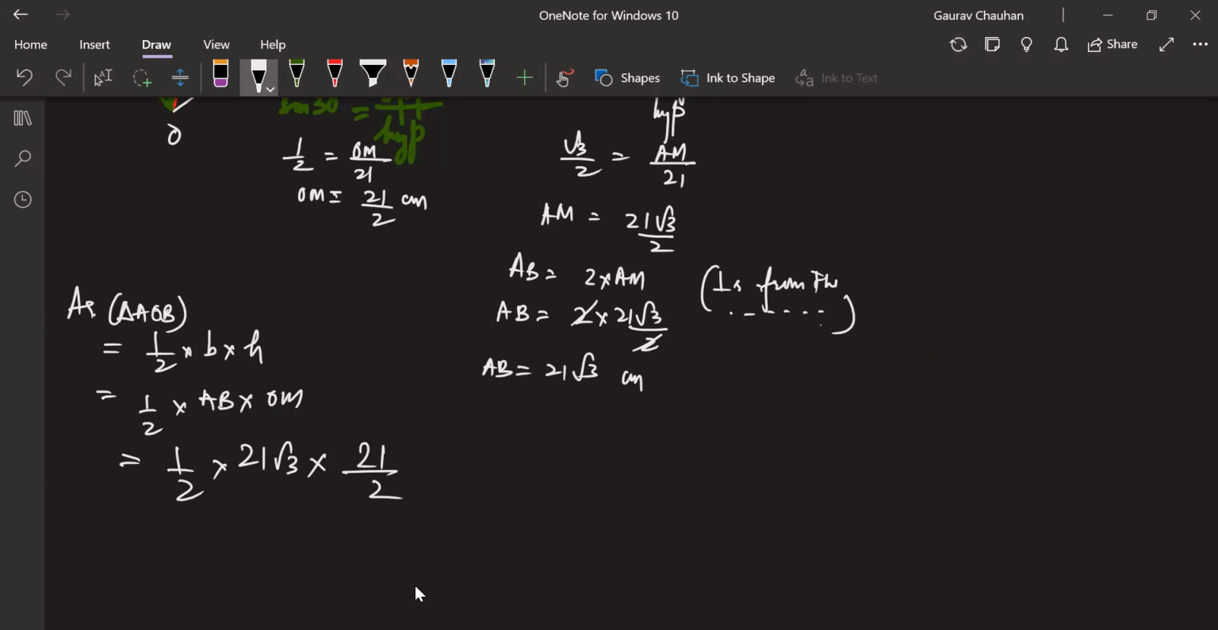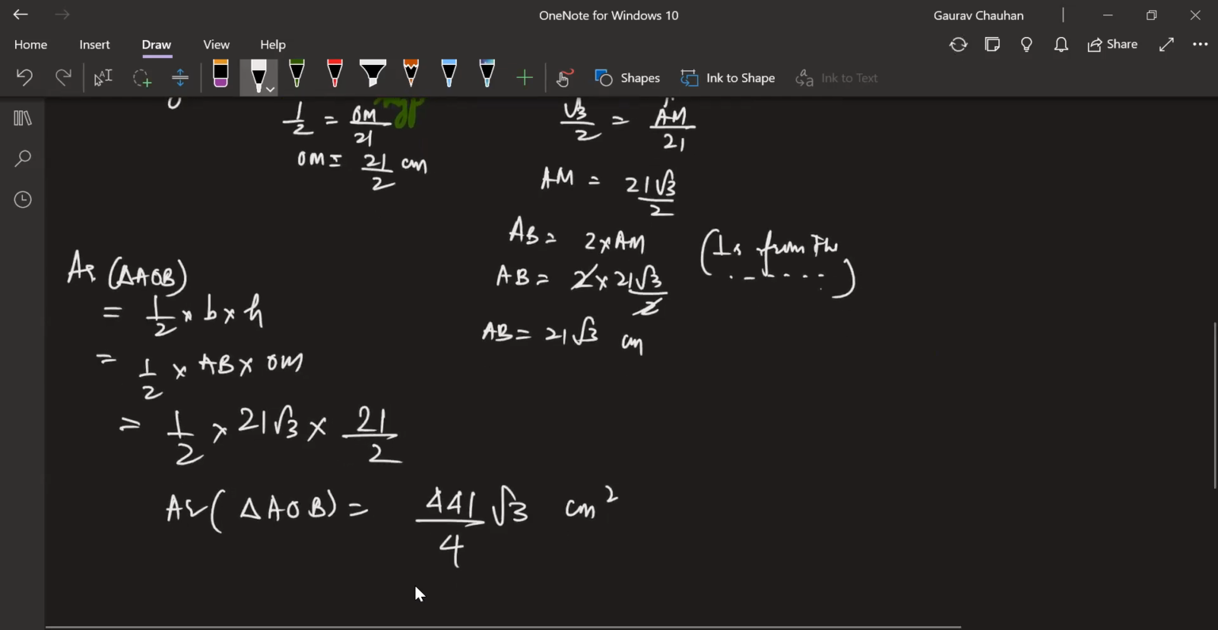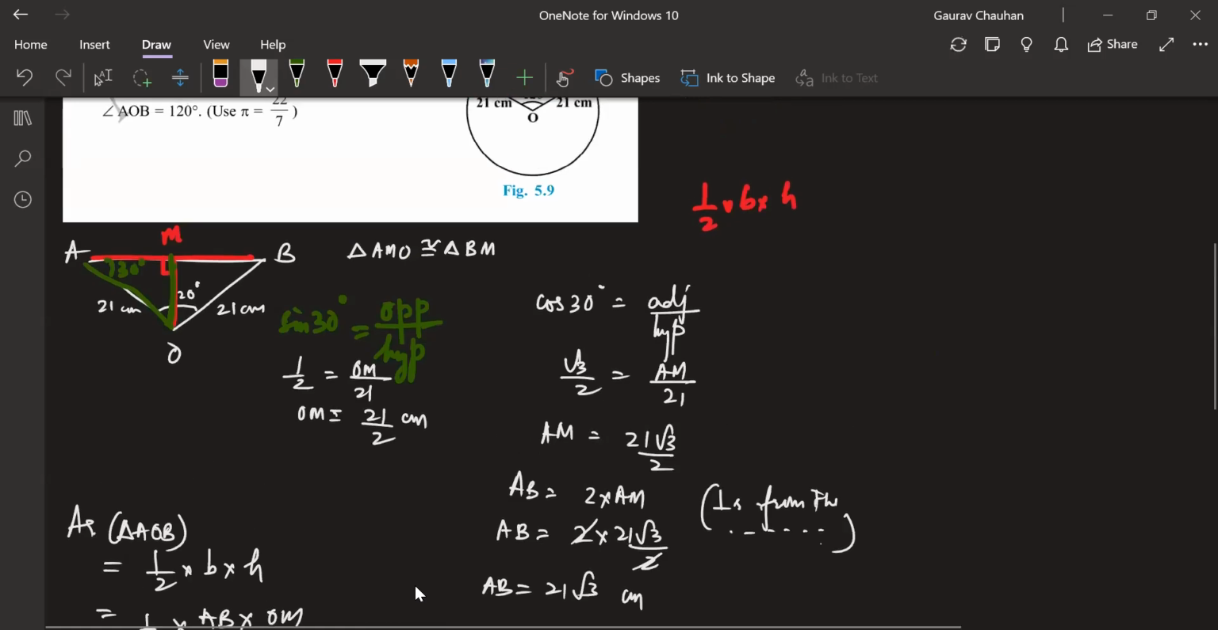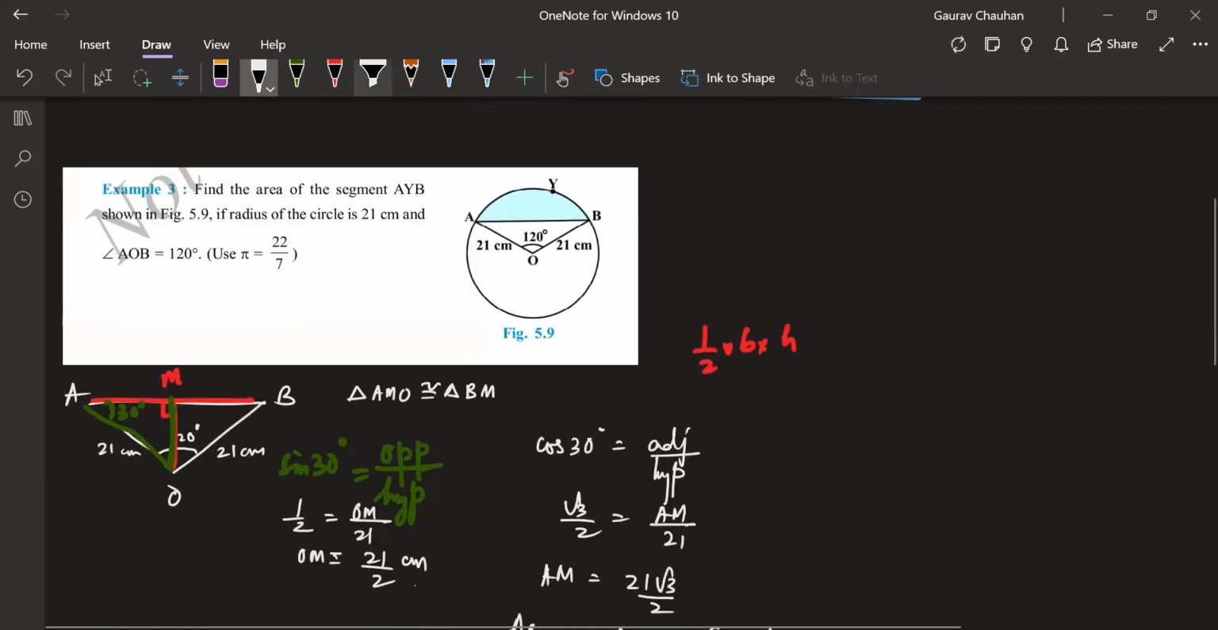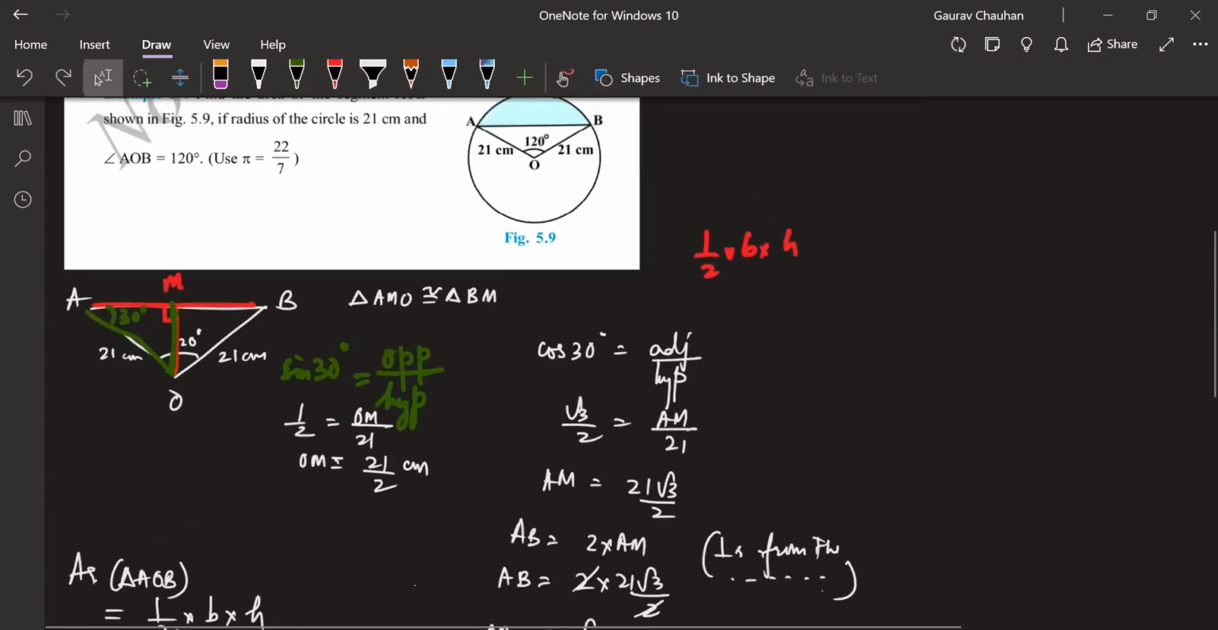Now it's just calculation. Area of triangle AOB is equal to 21 21s are 441 by 4 root 3. Yeah, correct. 441 by 4 root 3 centimeter square. We good with this? That's my area of triangle AOB. Now, this is only this red part area. But I have to find this blue part. So for that, going back to our formula here, you have to find the area of the sector.